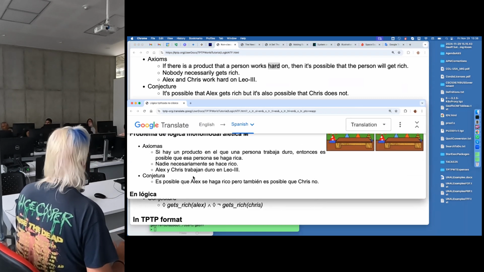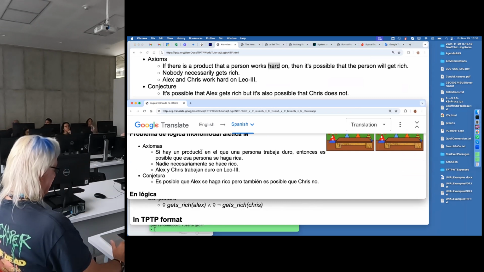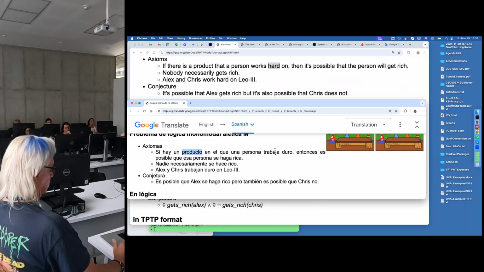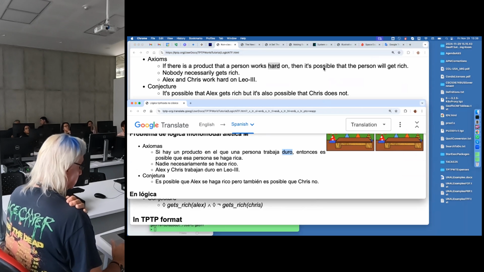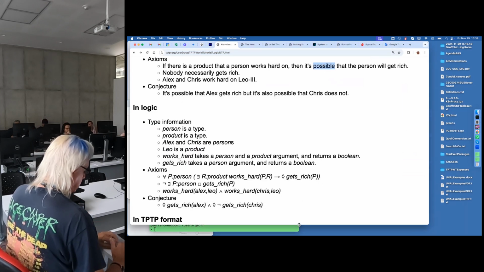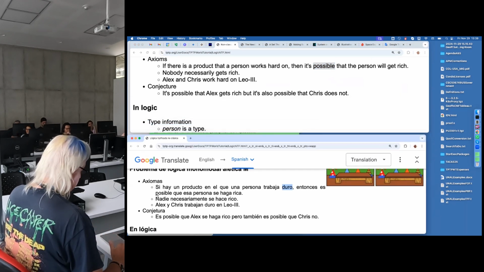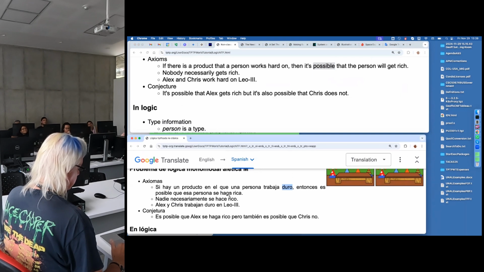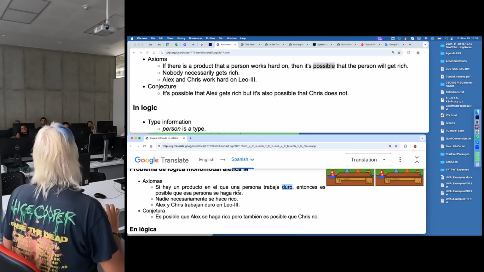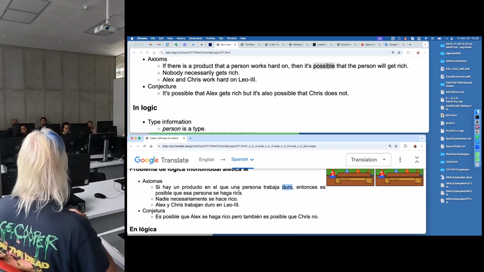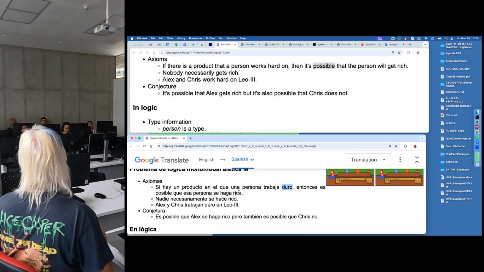Okay, so now I have the Spanish version. That's easier for everybody. It's better, eh? All right. So if it's some software and your person is working hard late at night programming, then it is possible that the person will get richer, make lots of money from working hard. It's not necessary. Sometimes you work very hard and you make no money. All right, that's okay. That's when you study sociology. All right, you work very hard and you make no money. Good summary in a mathematics class.